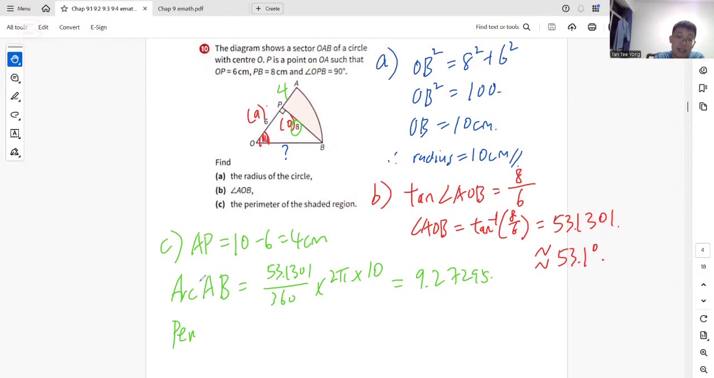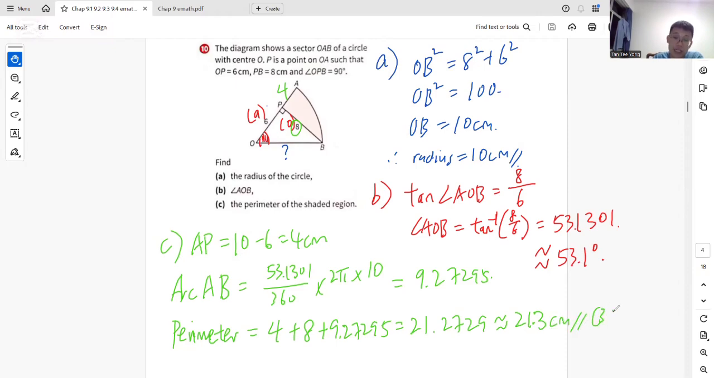So the perimeter is equal to 4 plus 8 plus 9.27295. That will give us 21.2729, rounded off to 3 significant figures, 21.3 cm. So the answer is that the perimeter is just 21.3 cm. All right, so this is it for question 10.